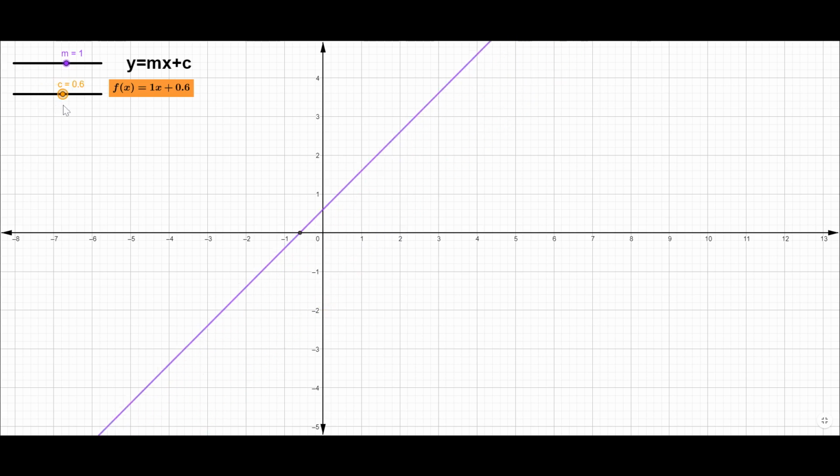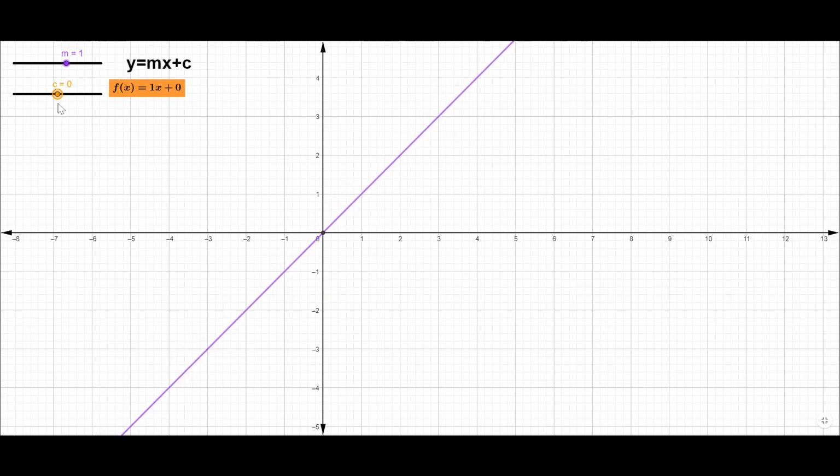Now let's look at our m. I'm just going to make c 0 again, so then it just cuts the y-axis at 0. Your m, your coefficient of x, just represents your gradient. What is the gradient again? The steepness of the line, the slope of the line. So it's like when you walk up a hill. If it is a very steep hill, it's going to be difficult to walk up there. That is the idea of the gradient.